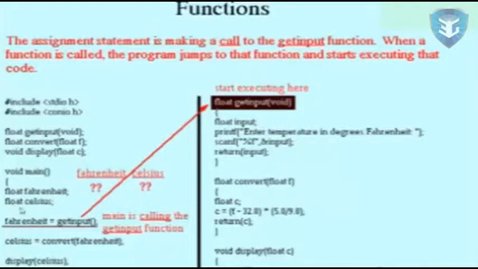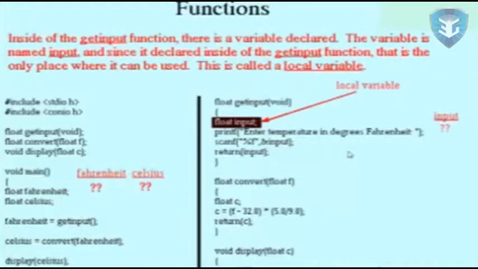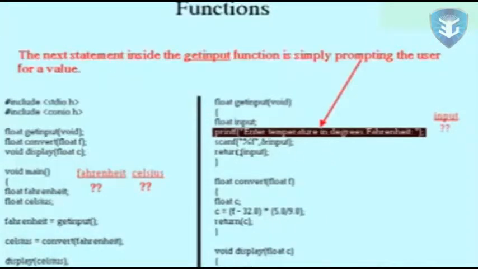When the main function is executing and it encounters this statement, the first thing it does is call the getInput function. So main goes up to the getInput function and starts executing here. GetInput has a local variable called input, also a floating point number. Don't worry too much about the printf and scanf. We won't be using these in our programs, but these are built-in C functions that print something on the screen and read from a keyboard.